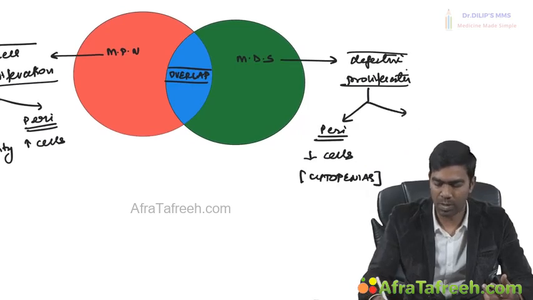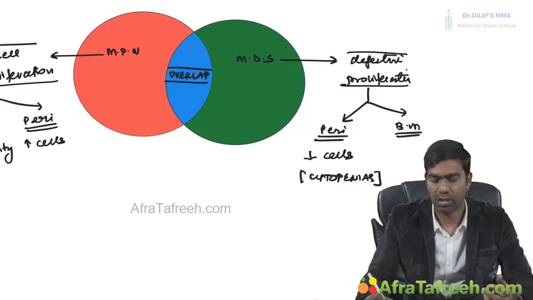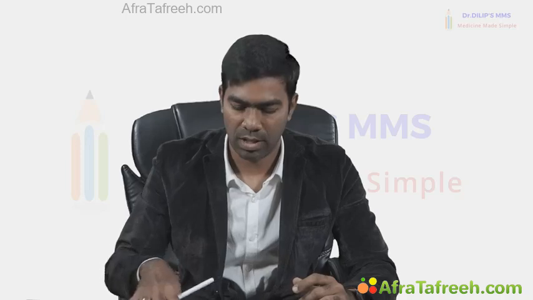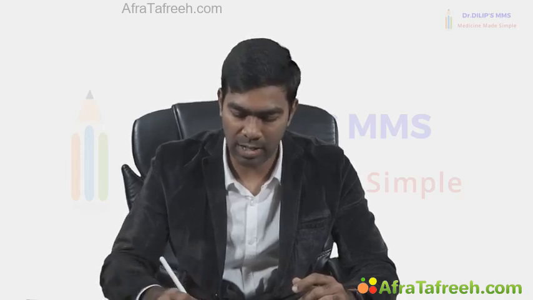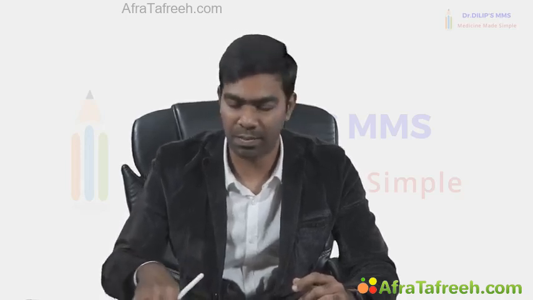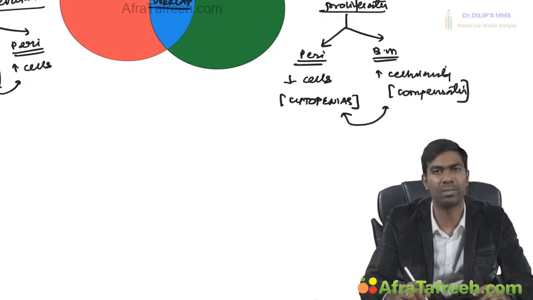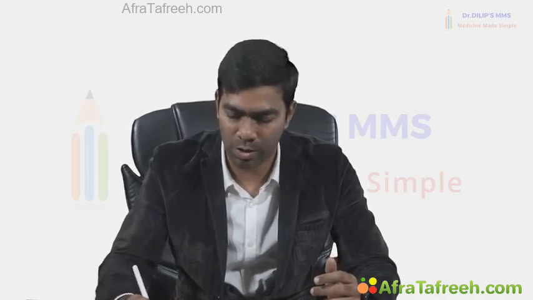Whereas in the bone marrow, you are going to see increased cellularity, which happens as a compensation for defective maturation. Here you can see both go hand in hand, the cellularity and the number of cells in the periphery. But here you can see a paradox where the bone marrow is cellular, whereas the number of cells in the periphery is actually less, resulting in cytopenias. So you can see the paradox over here.